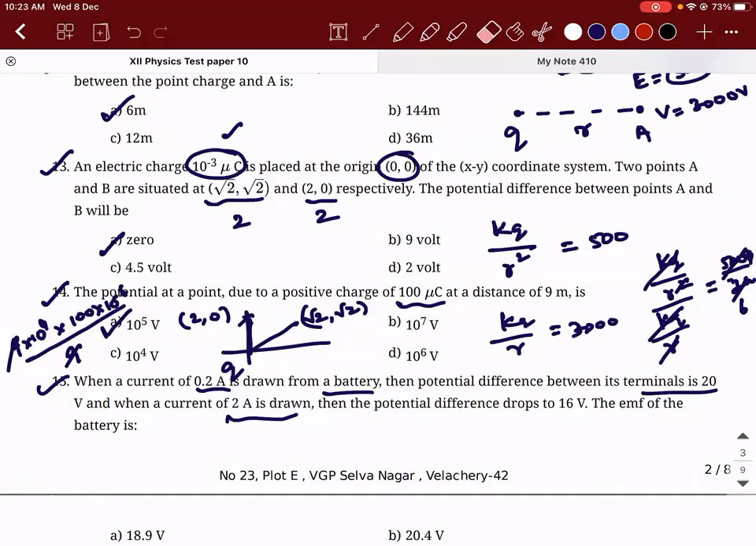Now, what is the EMF? So what do you mean by the word drawn? Drawn means is the battery getting discharged or charged? Battery is getting discharged, sir. Discharged. So there are two formulae, right? V is equal to E minus IR, you will use when the battery is getting discharged, and V is equal to E plus IR is used when the battery is getting charged. So read the question carefully next time onwards.